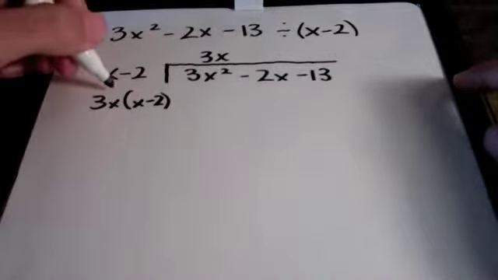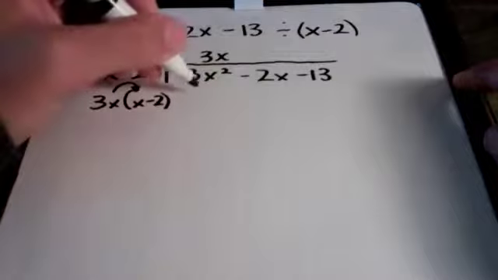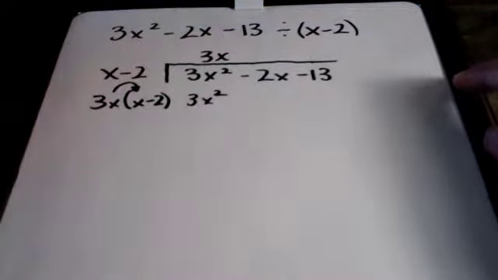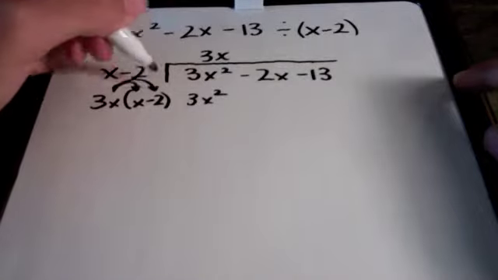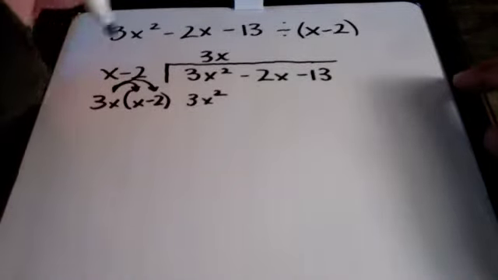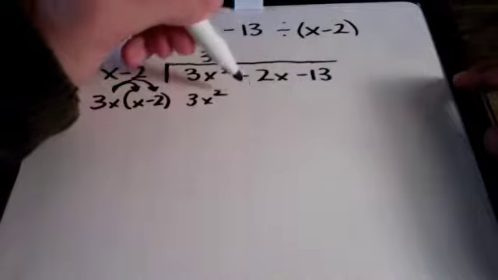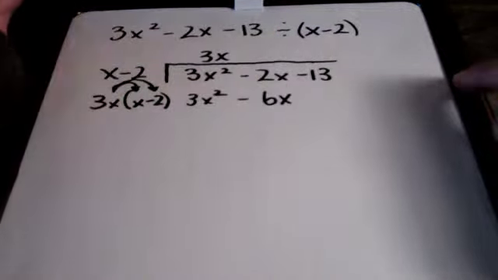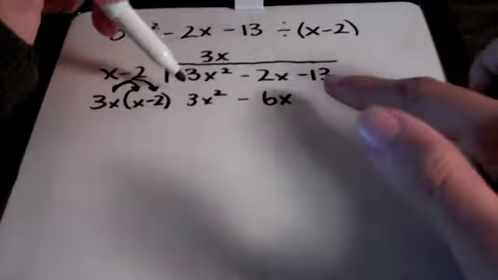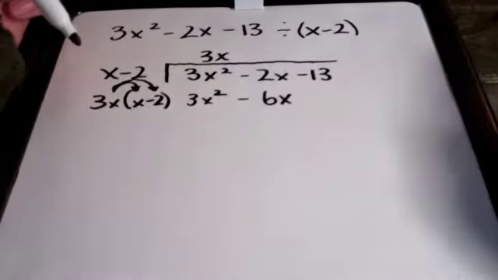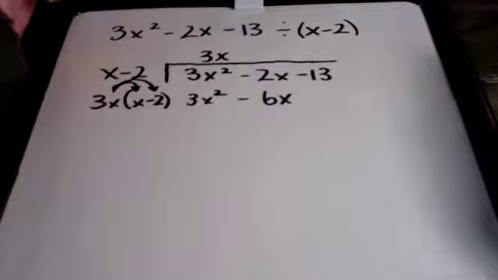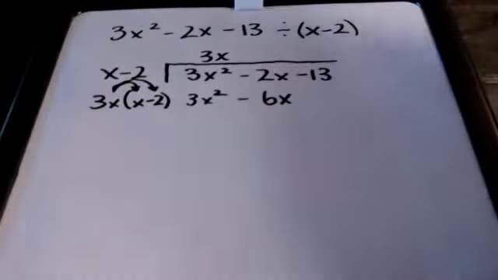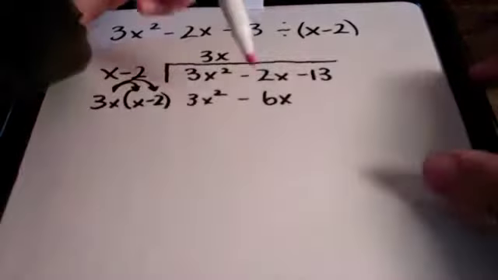Then what we do here is use the distributive property, so this is going to be 3x squared, and this piece is going to be 3x times negative 2, which is negative 6x. And we stop right there. So we'll basically be working with these two pieces first.